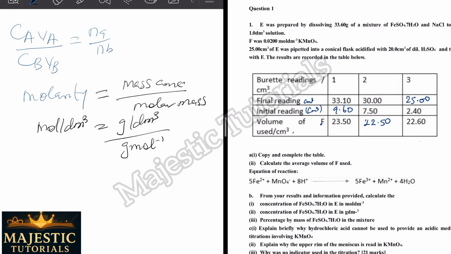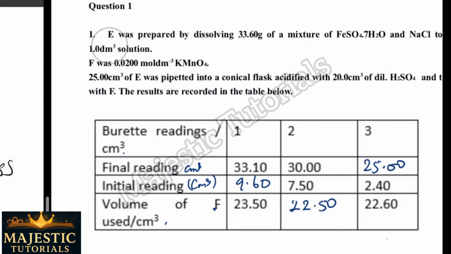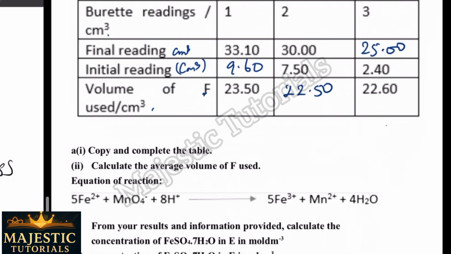Then another secret: you go to the question, this statement, know what E is. Don't joke with the information. What did they tell us E is? E is 33.60 gram in what volume? In 1 dm cube of what compound? This compound mentioned. The same thing, you pick that fact about F. So we will keep it at the back of our mind. We will be using it. The next one says calculate the average volume of F used.